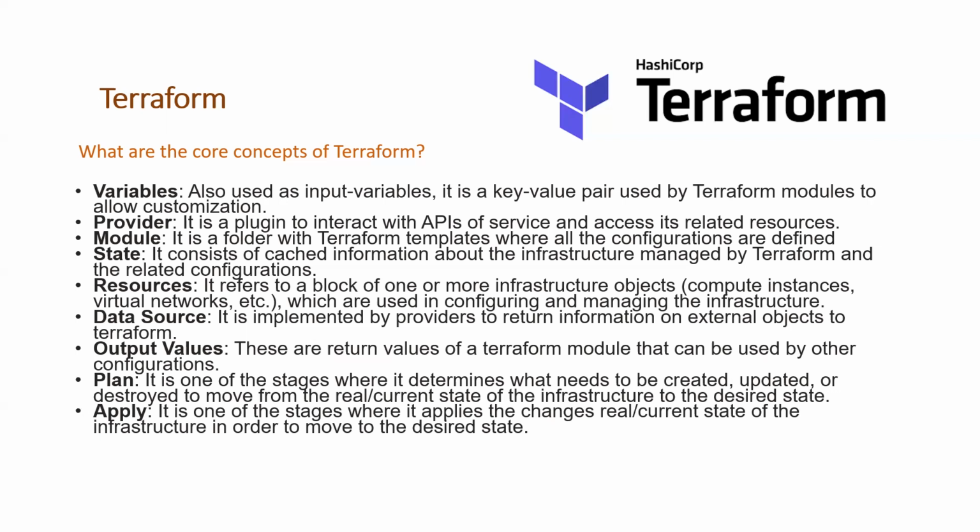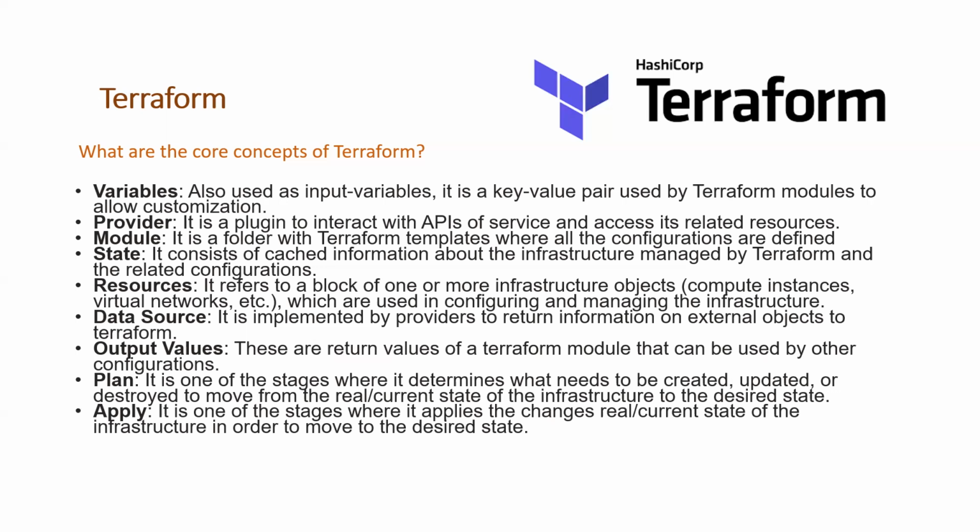Resources refer to a block of one or more infrastructure objects. We already talked about modules, in which we talked about EC2. That EC2 will be a module, and that EC2 module will have resources for AWS instance creation. Those resources will be used to create your actual infrastructure. So compute instances, like aws_instance, is one of the resources used to create an EC2 machine. Virtual networks are used to create a VPC.